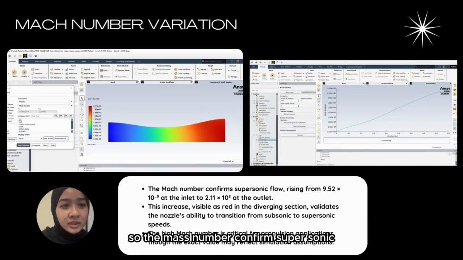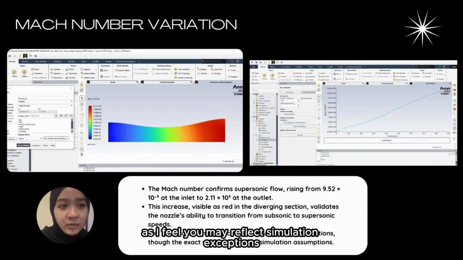The Mach number confirms supersonic flow, rising from 6.52 at the inlet to 2.11 at the outlet. This increase is visible as the red in the diverging section, related to the nozzle's ability to transition from subsonic to supersonic speeds. As you can see from the graph, the higher Mach number is critical for propulsion application. The exact value may reflect simulation assumptions.